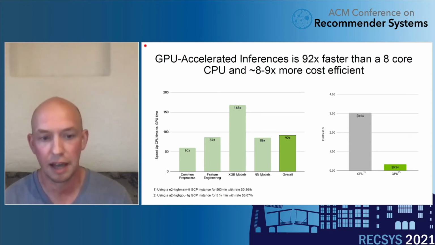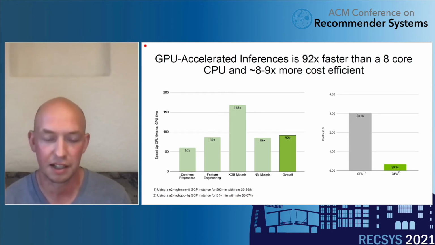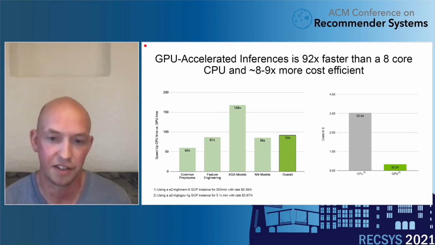If we run the A100 GPU instance for 5.5 minutes, it's like $3.60. But if it's only 5.5 minutes, it's 34 cents. So we get like a 92x speed up in time. The cost for a machine per hour is like a 10x difference. So we get like 8 to 9x cost saving. This was really interesting for us too.